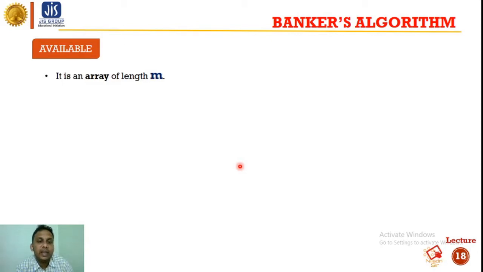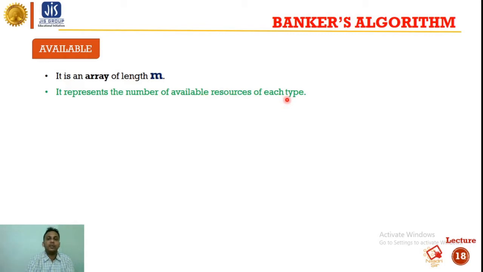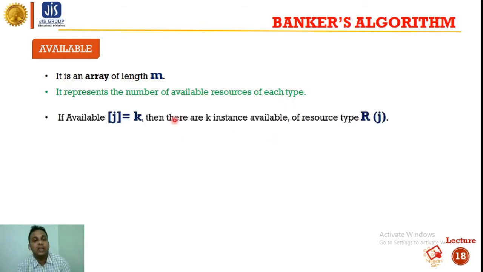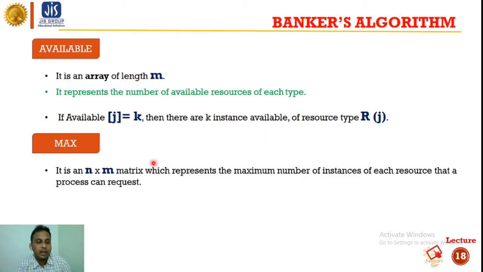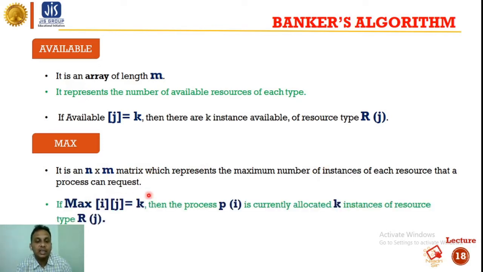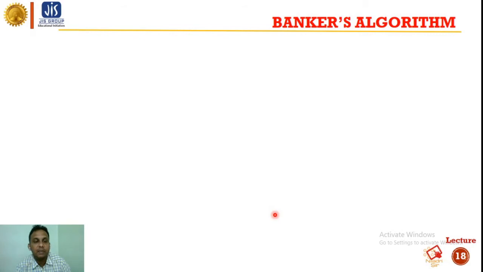So some data structures that are used to implement the Banker's algorithm are as follows. Available is an array of length m. It represents the number of available resources of each type. If Available[j] equals k, then we can say that there are k instances available of resource type Rj. Next comes Max. It is an n cross m matrix which represents the maximum number of instances of each resource that a process can request. If Max[i][j] is equal to k, then we can say that the process Pi can request at most k instances of resource type Rj.